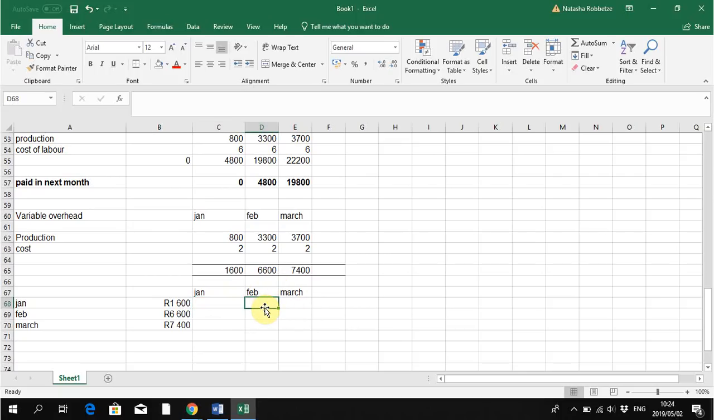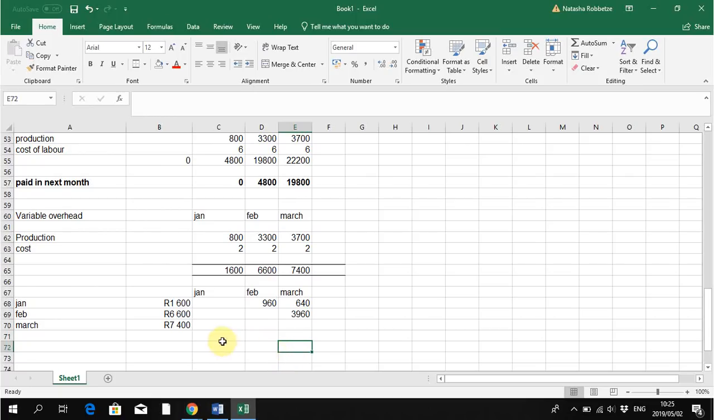For January, we're going to say we pay in February and March. So it's the month following. And it seems like it's 60% in the month following. So it's going to be 1,600 times 60%. And in March, it's going to be 40%, so it's going to be 1,600 in the second month times 40%. For February, we're going to make payments only in March, so it's going to be 6,600 at 60% because that is the next month. So of course you can go and calculate April as well, but it is not required.